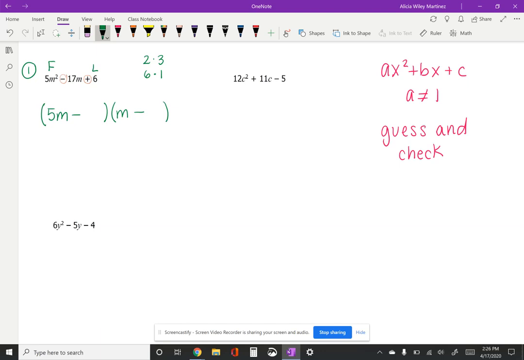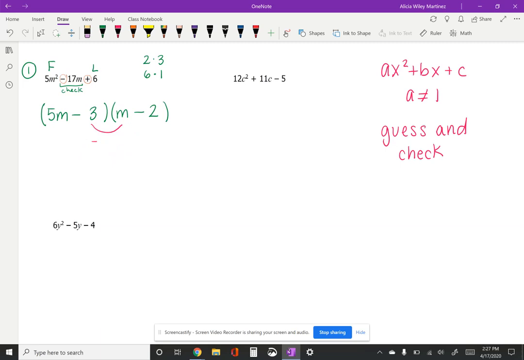Now I just need to determine whether I'm going to use 2 and 3, 3 and 2, 6 and 1, or 1 and 6. So this is where the guessing comes into play. So if I guess 3 and 2, 5m times m is 5m squared. Negative 3 times negative 2 is positive 6. We do need to check to make sure that we get this term. This is what you're checking. And the way that I check that is I simply take the product of the outside terms and the product of the inside terms, and I add them together. When I add them together, I can see that it's not quite what I'm looking for, but I'm really close.